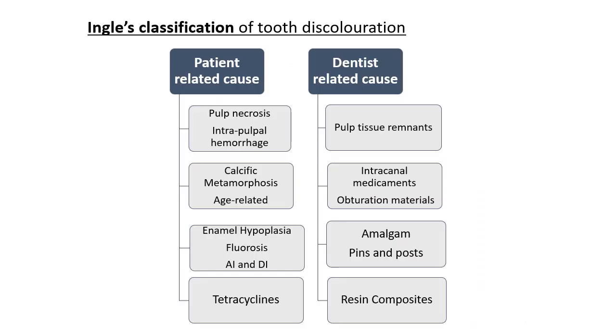In case of Ingalls classification of tooth discoloration, it can be a patient-related cause or a dentist-related cause. A patient-related cause can include primarily pulp necrosis, intrapulpal hemorrhage, calcific metamorphosis, age-related, enamel hypoplasia, fluorosis, amelogenesis imperfecta, and dentinogenesis imperfecta. Then tetracyclines. Dentist-related cause is basically pulp tissue remnants, intracanal medicaments, obturation materials, amalgam, pins and post, then resin composites.